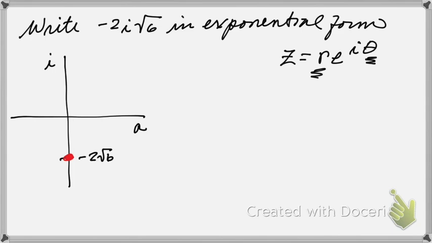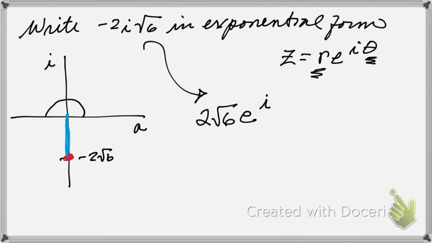And then what do I need? I need r. Well, that's r, the distance. Never give the distance a sign. It's not plus or minus. It's not directional. The magnitude, the r, is simply an absolute value. So I've got my r for this number in exponential form. The r is 2 rad 6. Again, no negative.